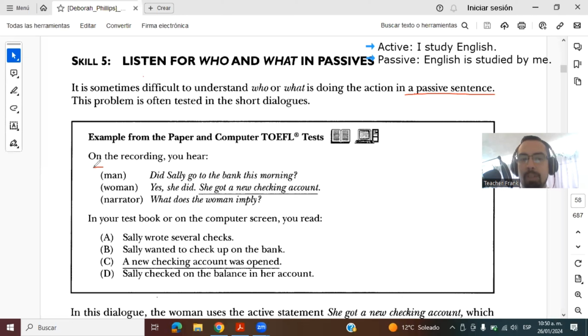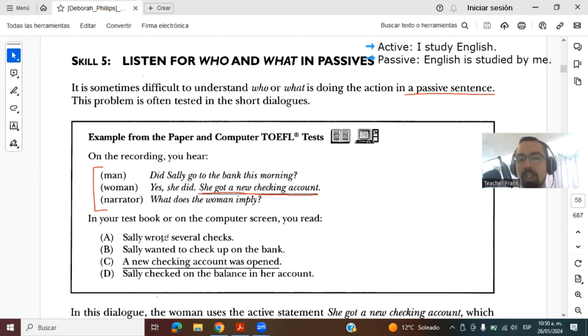So here, for example, on the recording, the man says, "Did Sally go to the bank this morning?" And the woman says, "Yes, she did. She got a new checking account." Notice how this is active. She got a new checking account, right? What does the woman imply?